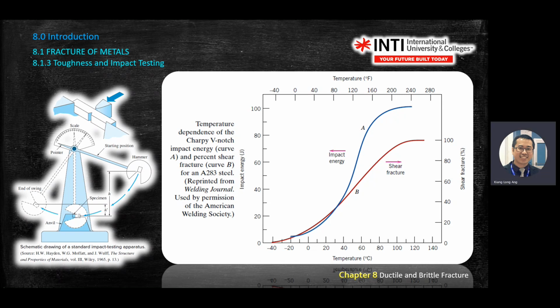So curve A is for impact energy. B is for percentage of shear fracture. So if you want to read energy, you extract information from the blue line. If you want to extract information for the shear fracture, you read the red line. Okay.